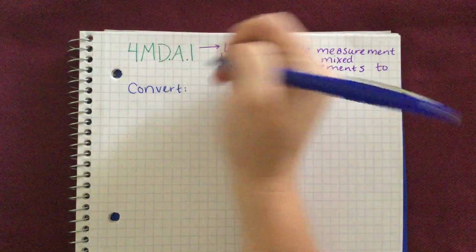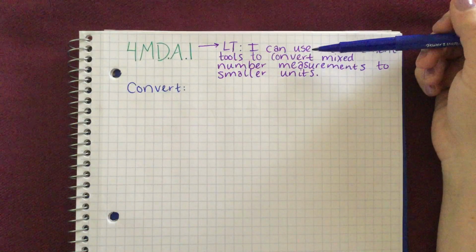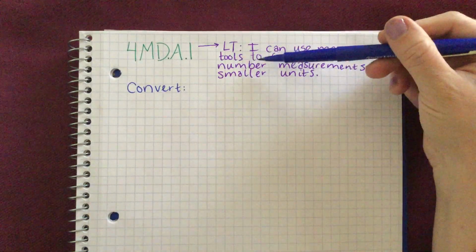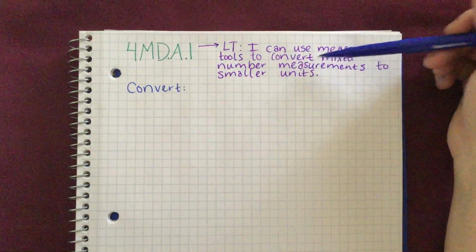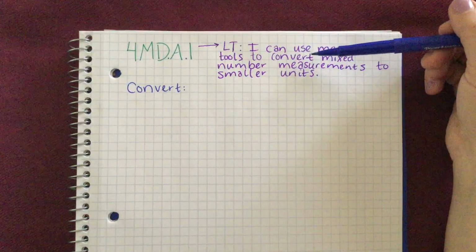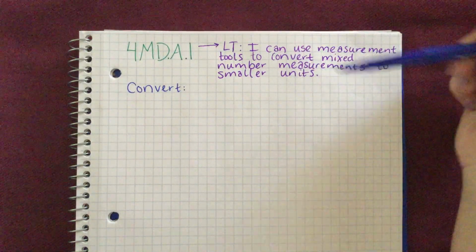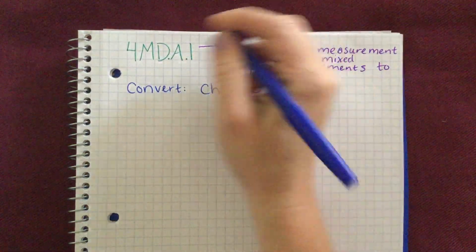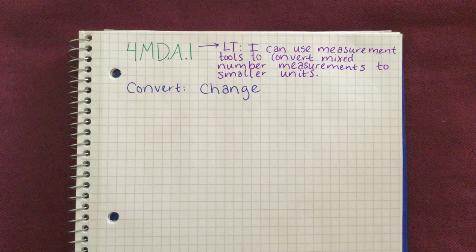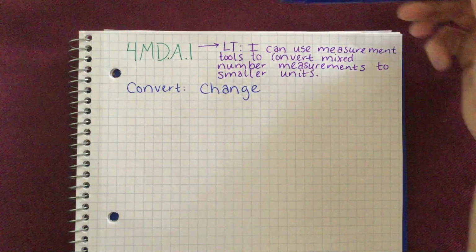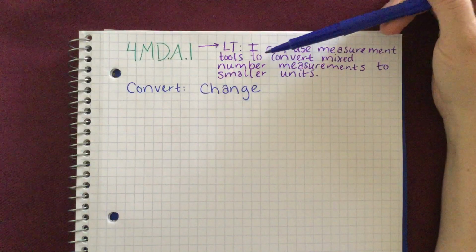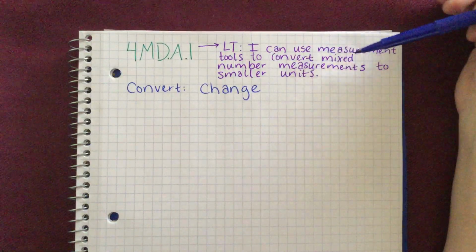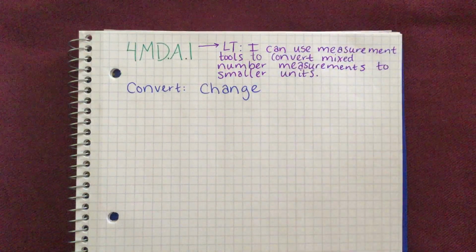So first we're going to start with this word convert. We've been working on converting measurements in other units, and so I just wanted to come back to this one. I can use measurement tools to convert mixed number measurements to smaller units. If we are converting measurements to smaller units, we are changing them. So convert means to change. So if we were going to replace that in our target, it would say, I can use measurement tools to convert or change. I can use measurement tools to change mixed number measurements to smaller units.